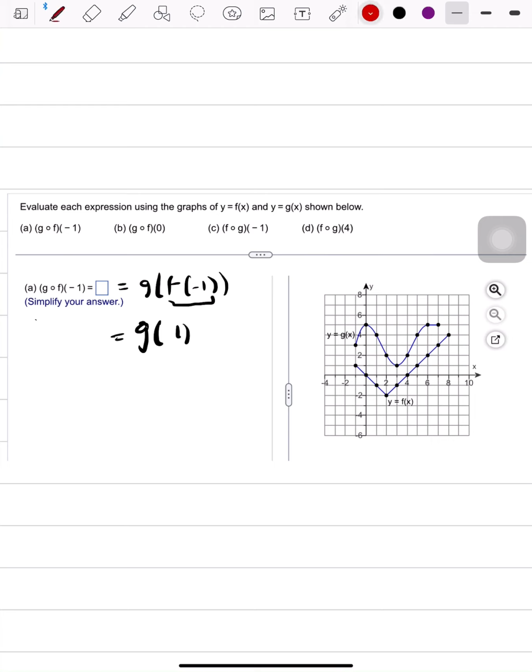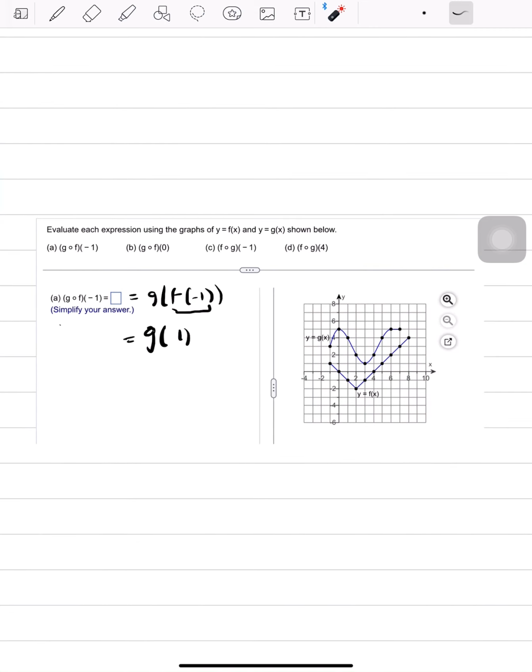Okay, again, how do we get that? We went to -1, which is right here, and the output for our f function was right there. In other words, you start at your x value, and then you jump to the graph you're trying to scan, which is f right here, and that's 1. So now our new one is g of 1, right?